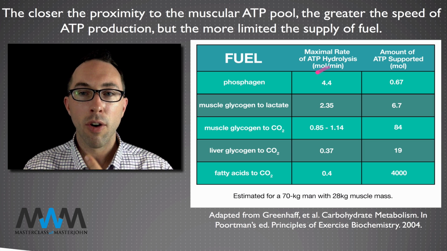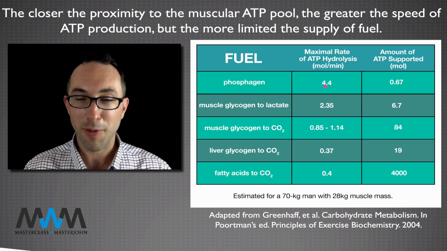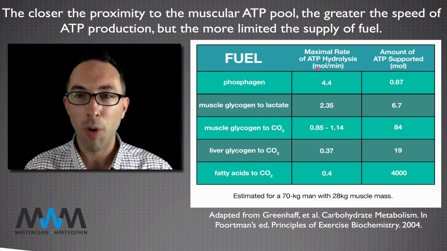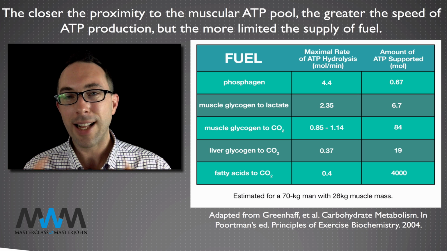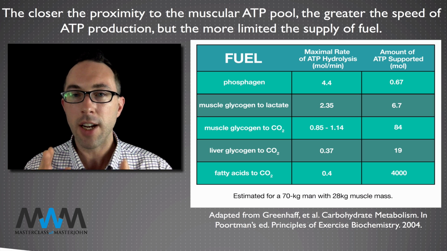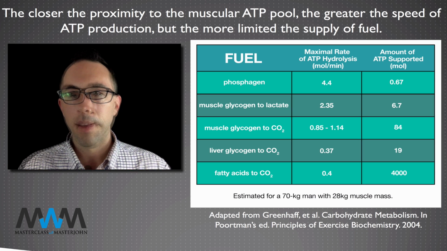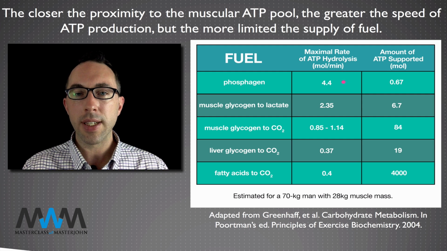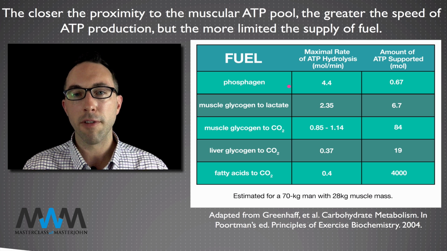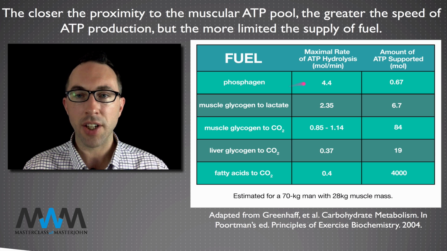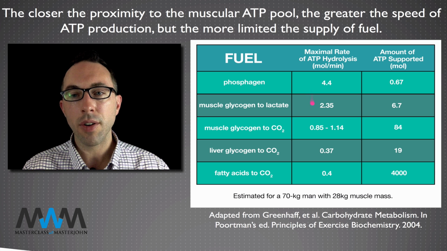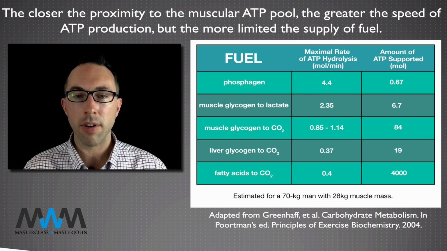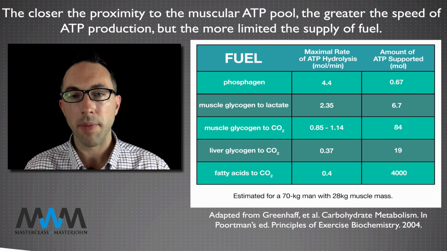And this doesn't mean 4 phosphoryl groups, this means 4.4 moles per minute. If you want exactly what a mole means, you can Google it, but it's a unit of the amount per unit time here. You can see as you go down the list here that this number is highest for the phosphagen system, reflecting the fact that it's closest to the action and is used most rapidly. As you go down, you see that the number gets lower and lower, meaning the supply is slower.